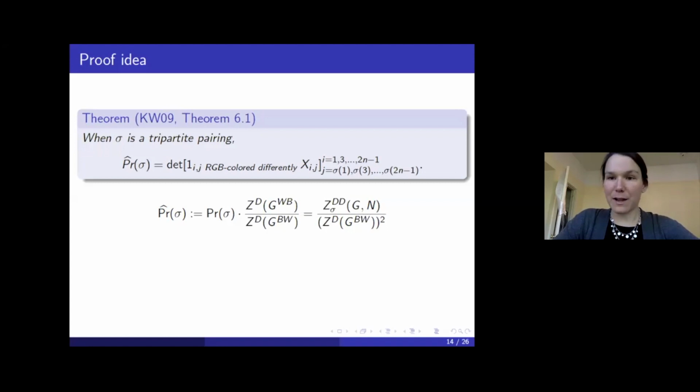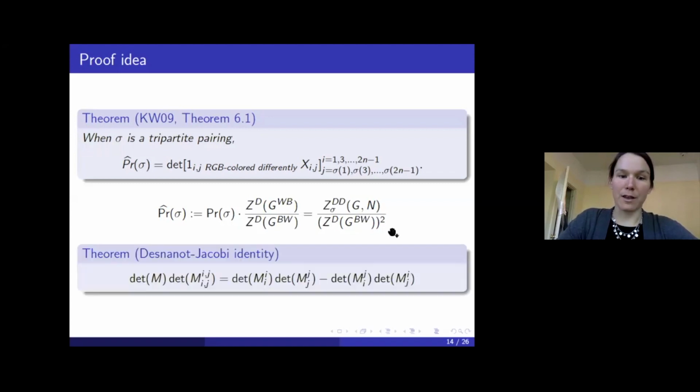I hadn't defined what PR hat is, so I'm going to now. It's the probability that a random double dimer configuration has pairing sigma times this ratio of dimer counts. What that works out to be is the generating function for double dimer configurations with a particular pairing sigma divided by this quantity ZD GBW squared. And so if we recall the Desnanot-Jacobi identity from earlier, it should seem like we're basically almost done with the proof of the theorem.